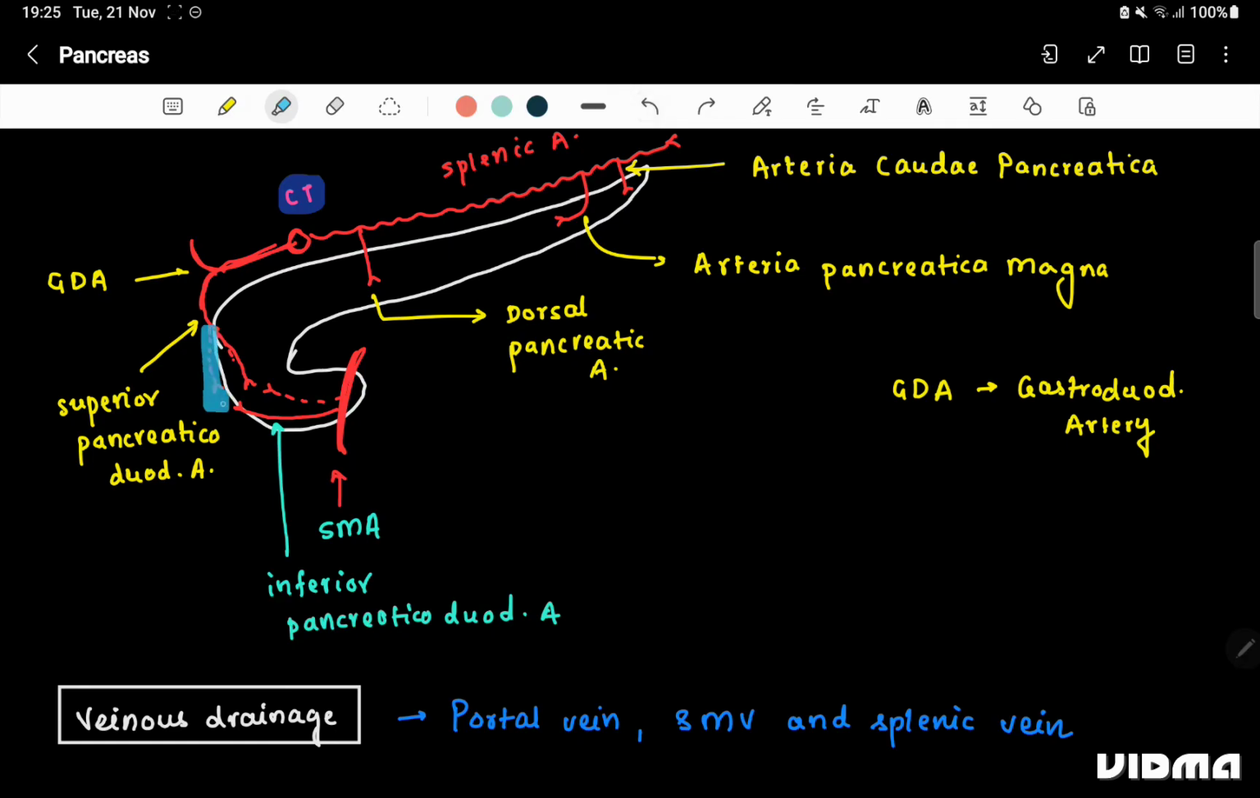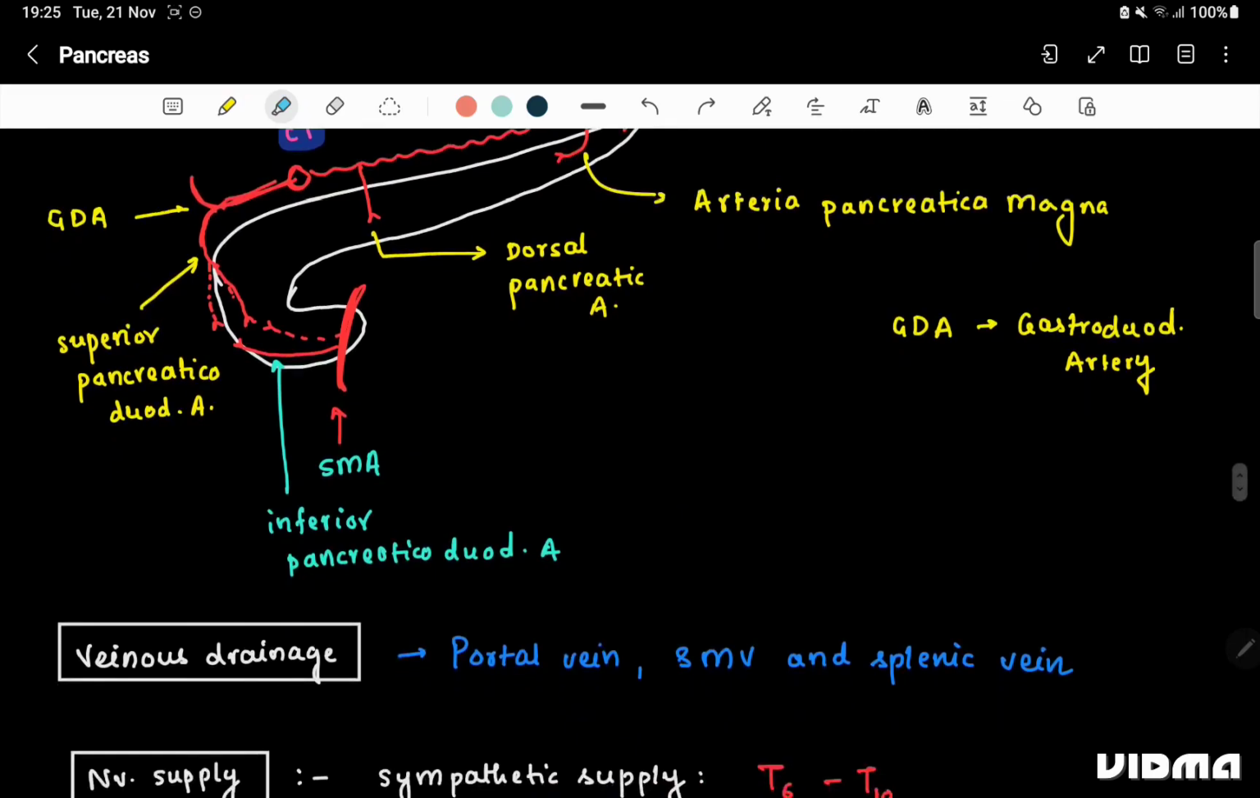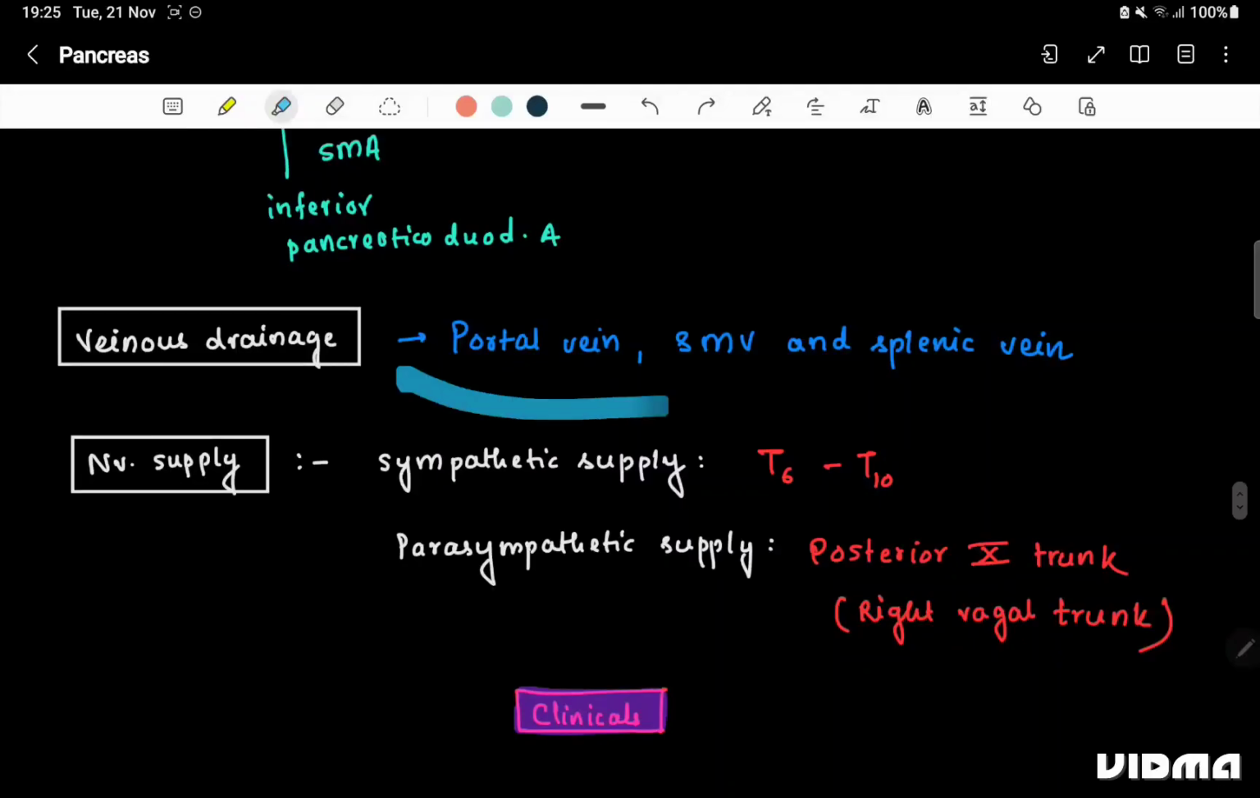artery, which gives an anterior branch of the superior pancreatico-duodenal and a posterior branch of the superior pancreatico-duodenal, which anastomoses with the superior mesenteric artery, which gives the inferior pancreatico-duodenal artery. The superior pancreatico-duodenal and the inferior pancreatico-duodenal fuse, they anastomose in this region. The venous drainage is the portal vein, superior mesenteric vein, and the splenic vein.